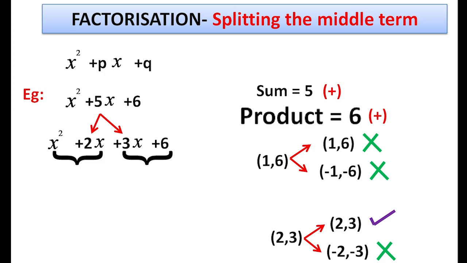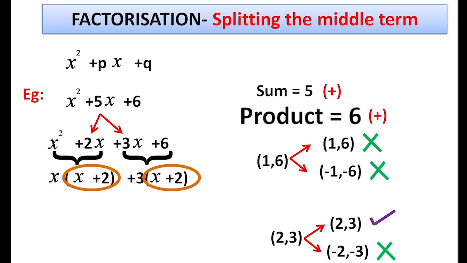From the first two terms x is common, so x we can write outside, x into x plus 2, plus 3 into, 3 is common from the third and the last term, that means the second group, 3 into x plus 2. Here x plus 2 is common for both the terms, that x plus 2 we can take outside, remaining x plus 3. So we have factorized x square plus 5x plus 6 as x plus 2 into x plus 3.